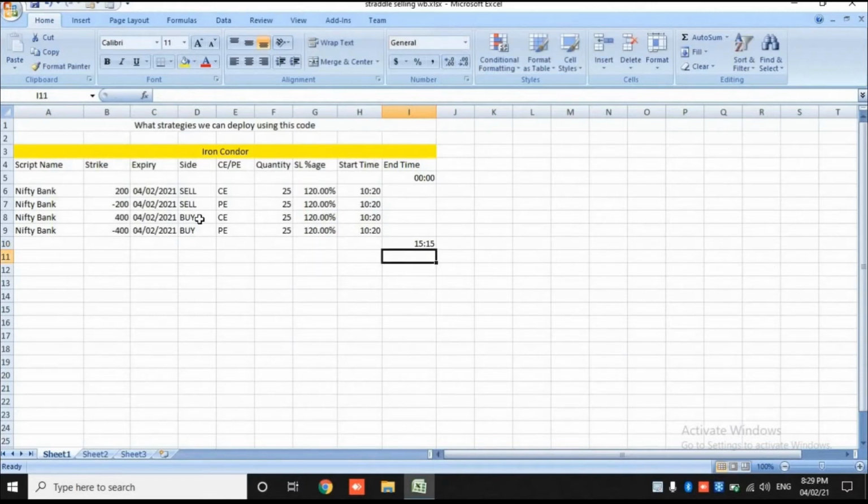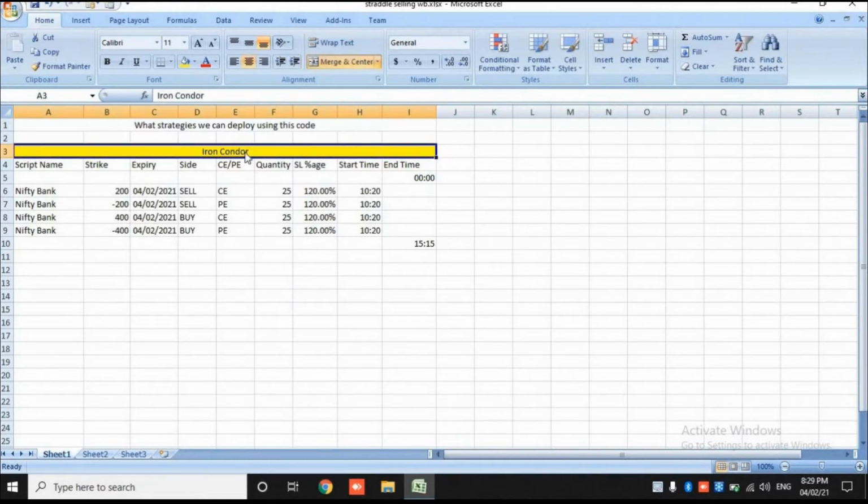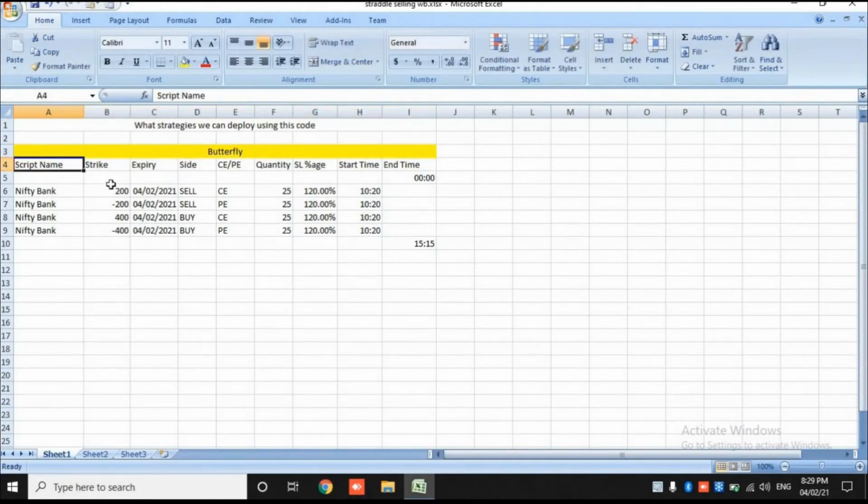Another important four-leg strategy is the butterfly strategy. The butterfly strategy is very similar to the iron condor strategy. The only difference here is that the middle strikes remain the same and hence it seems to have two wings. As you can see, the middle two strikes remain the same and hence the name butterfly is justified.